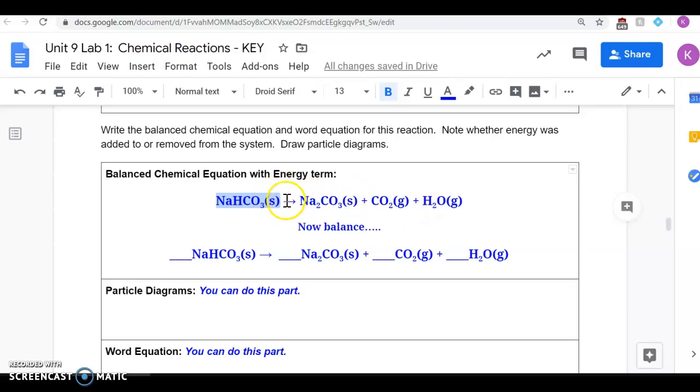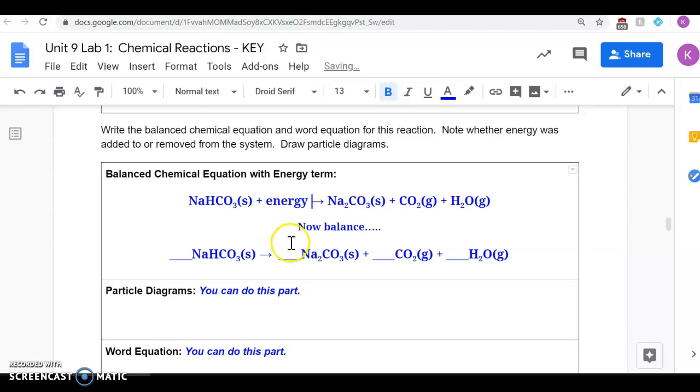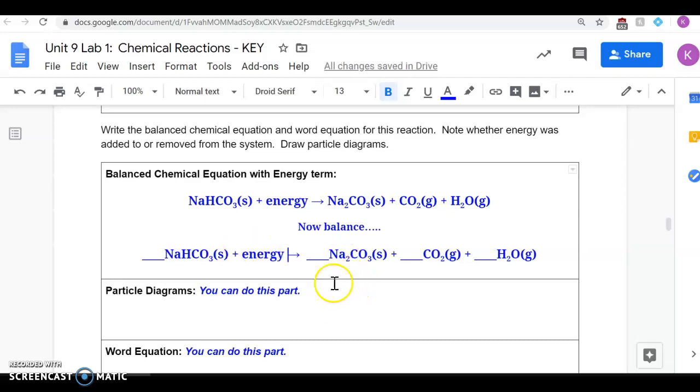okay? And on this one, I also forgot the energy term, so I'm going to add it up here because this is endothermic. Again, it was something that I had to heat to make it happen, all right? And then you can go ahead and balance this. This one's slightly trickier, but I think you'll be able to get it, okay?